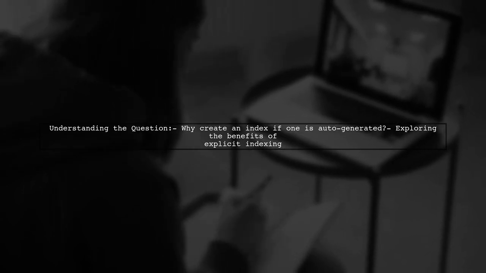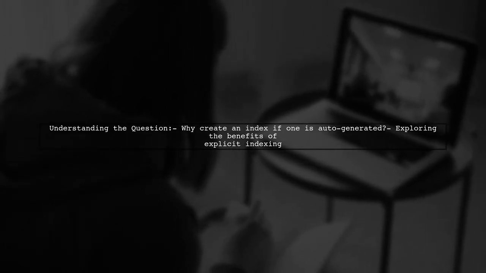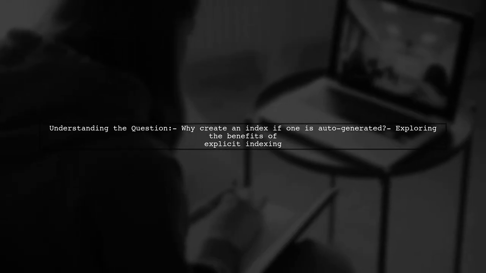Let's break down the question. While Oracle automatically creates an index for columns with primary key or unique key constraints, our viewer wonders why it's recommended to create an additional index. What could be the rationale behind this practice?